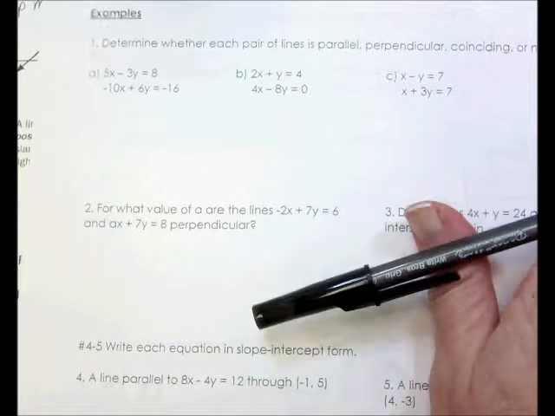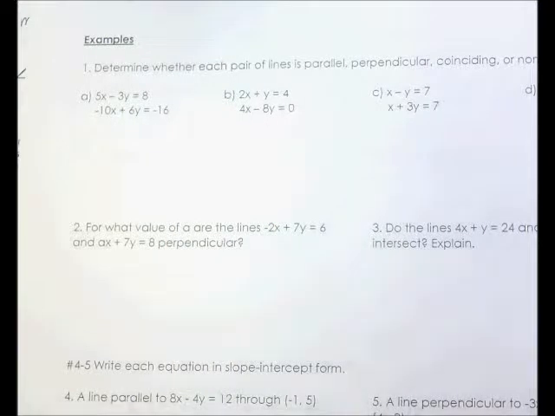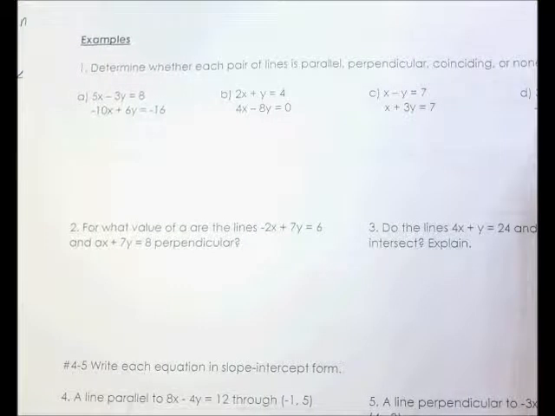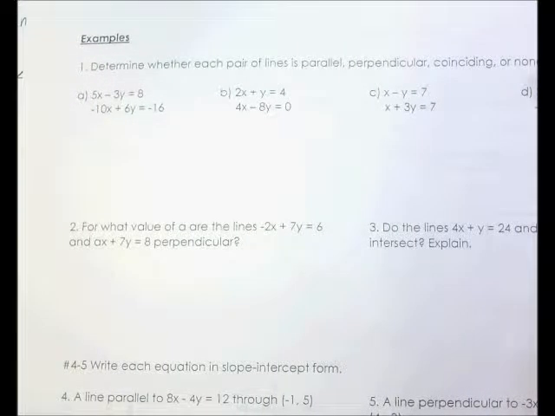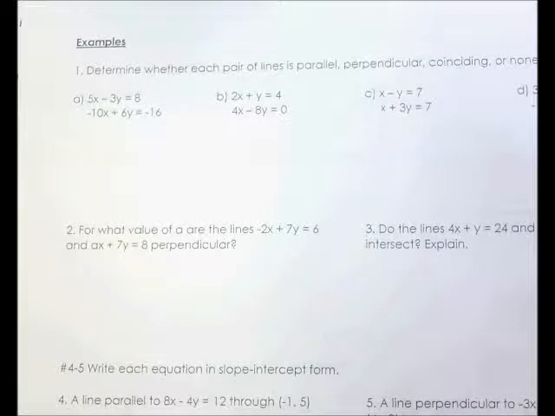And the first thing we talked about, we are determining whether each pair of these lines is parallel, perpendicular, coinciding, or none of the above, or none of these. And none of these just means that they intersect, but they're not at a 90-degree angle, and they're not right on top of each other.